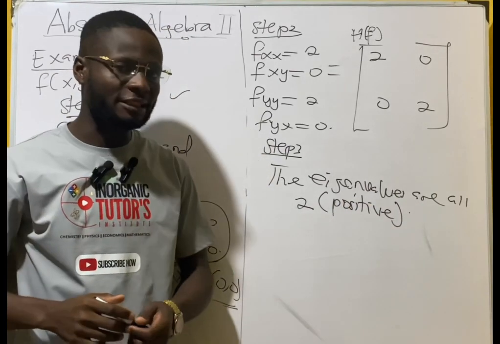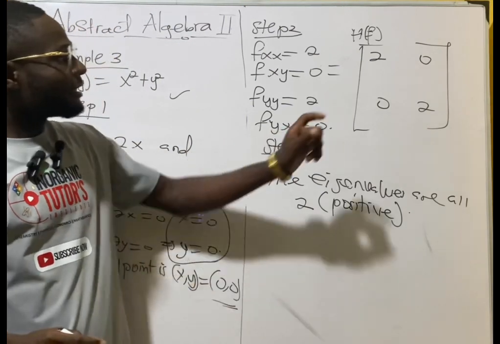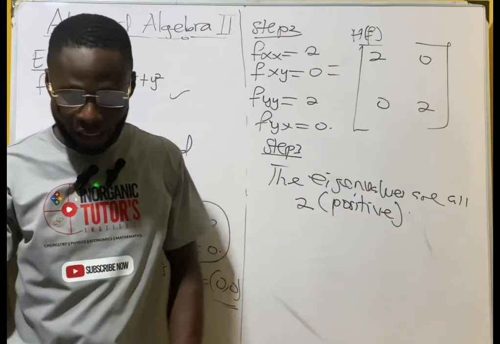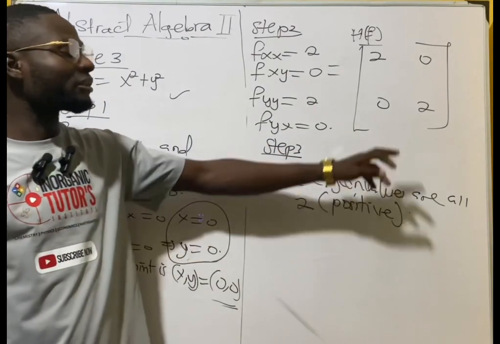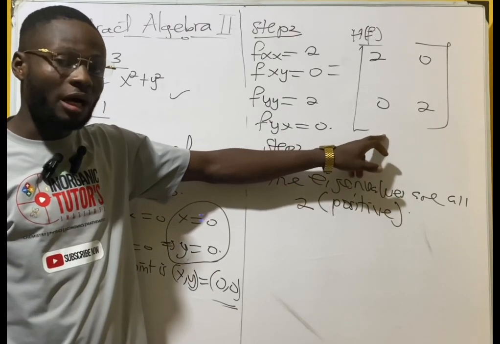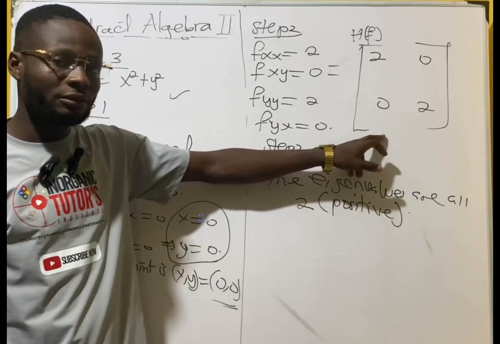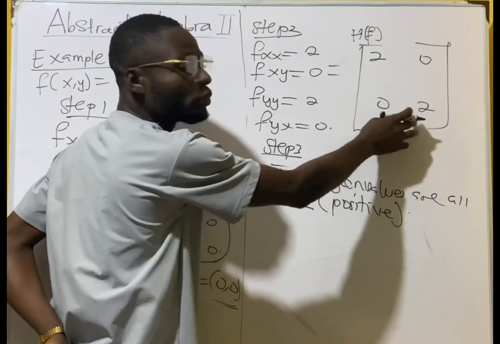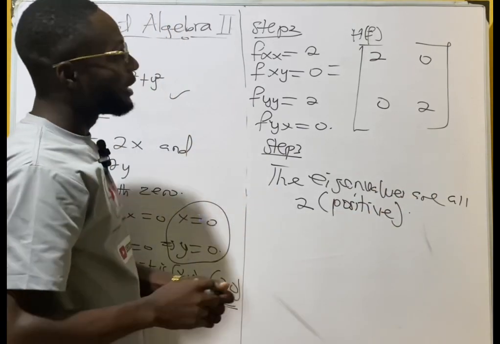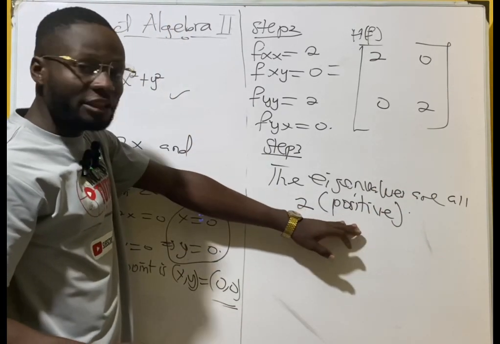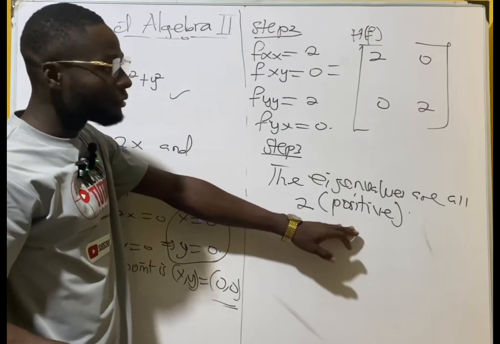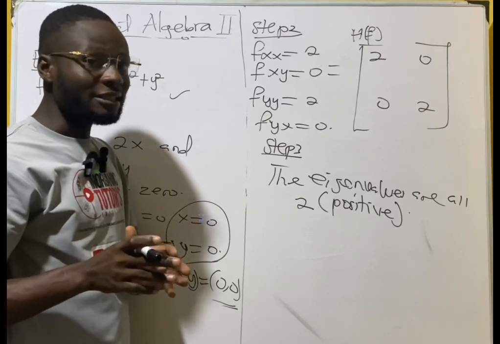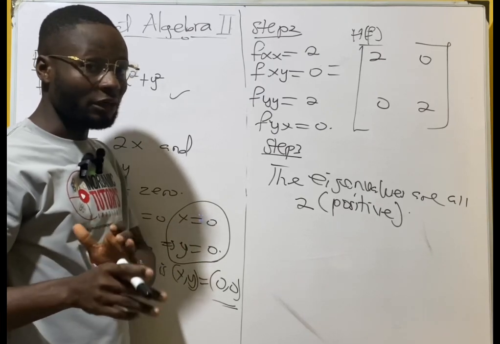If they are all positive, then it means that this function is at the local minima, right? So here our eigenvalues are what? 2 and 2. So it means that the function is at the local minima. That is an alternative way of determining whether a function is at the local minima, maxima, or saddle point.